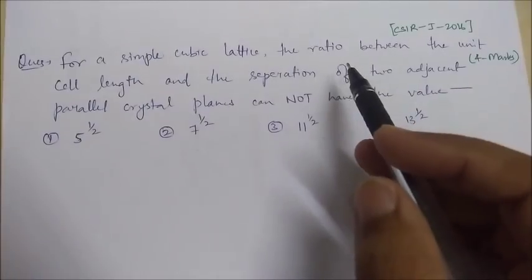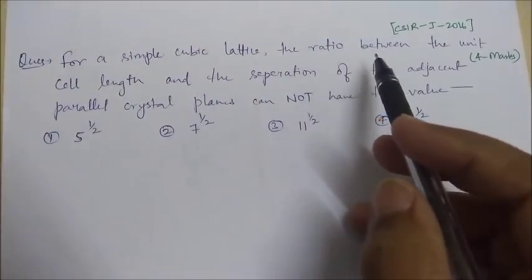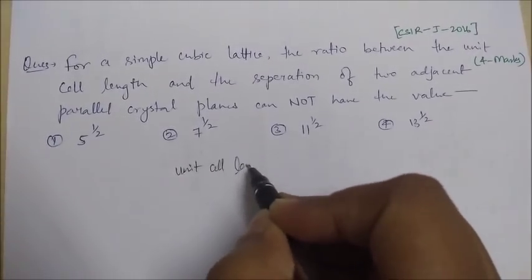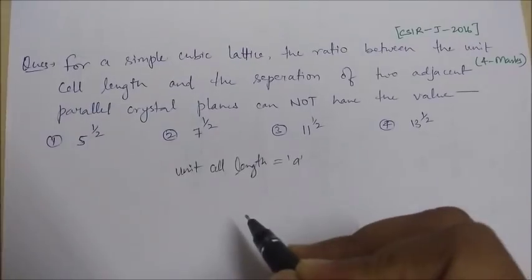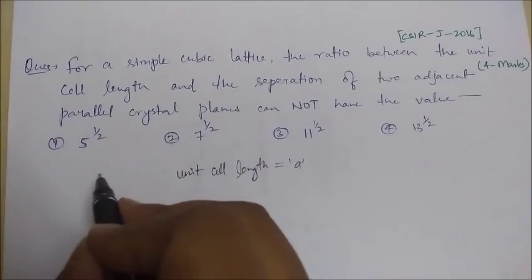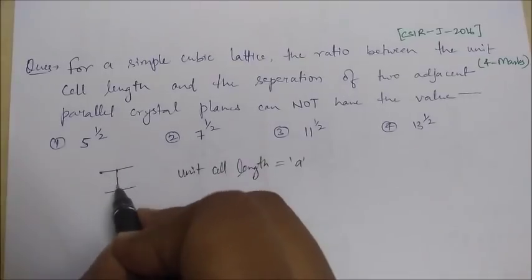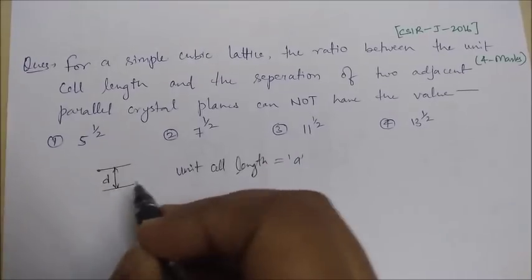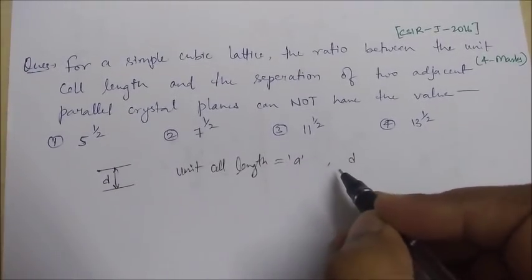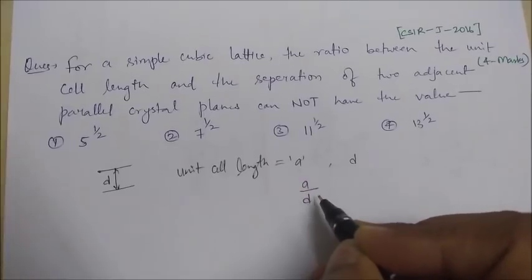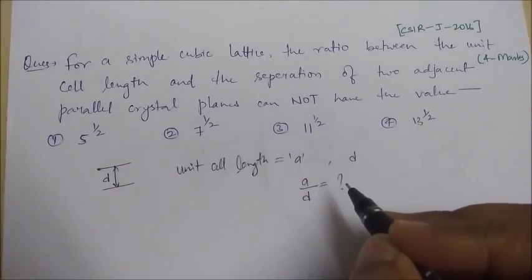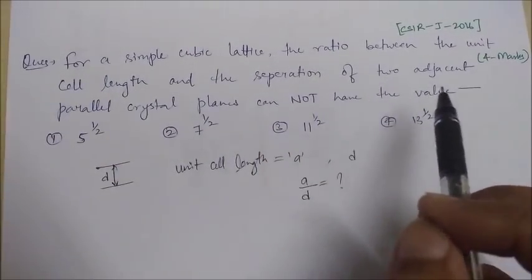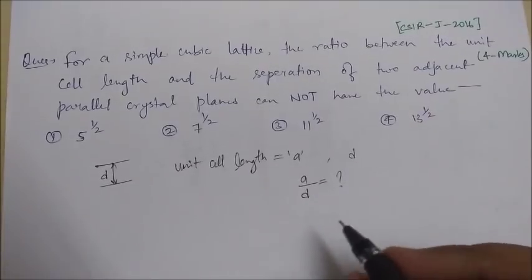See what they are saying: the ratio between the unit cell length. I already told you that unit cell length is nothing but small a, and the separation between two adjacent parallel crystal planes, I showed you in the starting, is small d. So they are talking about a and d. The ratio a upon d cannot have which value?